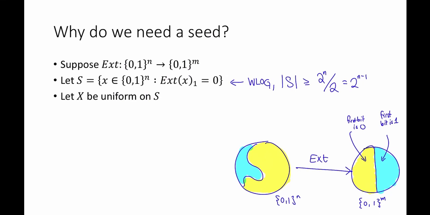And now let's consider the random variable X, which is uniform on the set S. Since X is uniform on a set of size at least 2^(n-1), that implies that the min-entropy of X is at least n minus 1. In particular, this is a nearly uniform source. In other words, it's a k-source for all k less than or equal to n minus 1. On the other hand, I claim that the output of this extractor is nowhere near close to uniform.